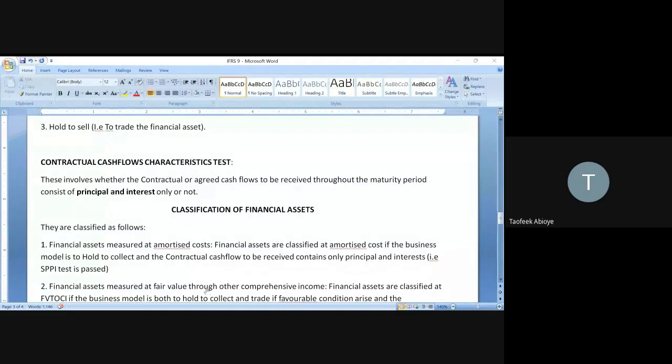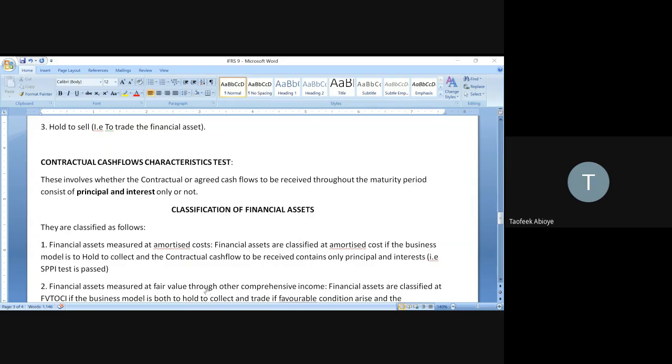A good example is equity instrument. Equity instrument does not involve principal. You cannot collect your principal back. But you can collect your interest back in form of dividend. So that is it.